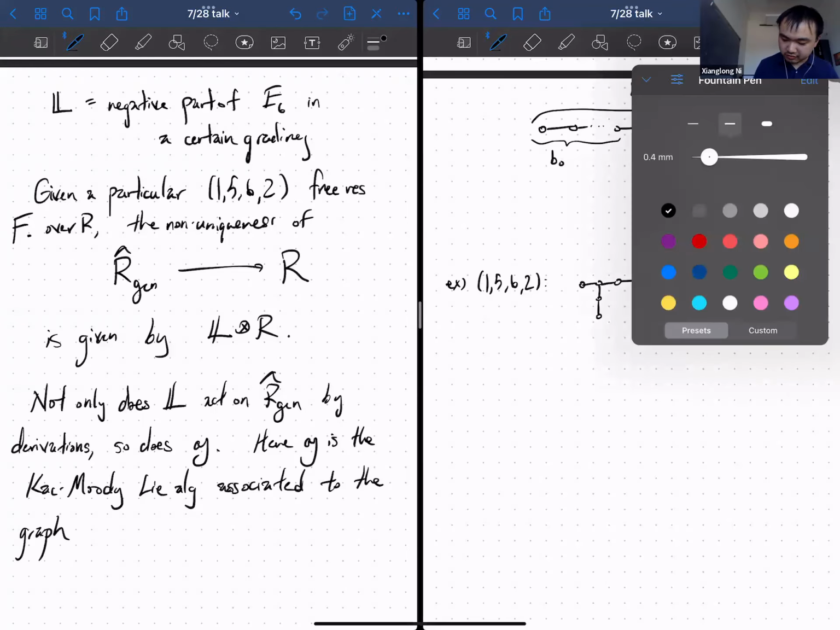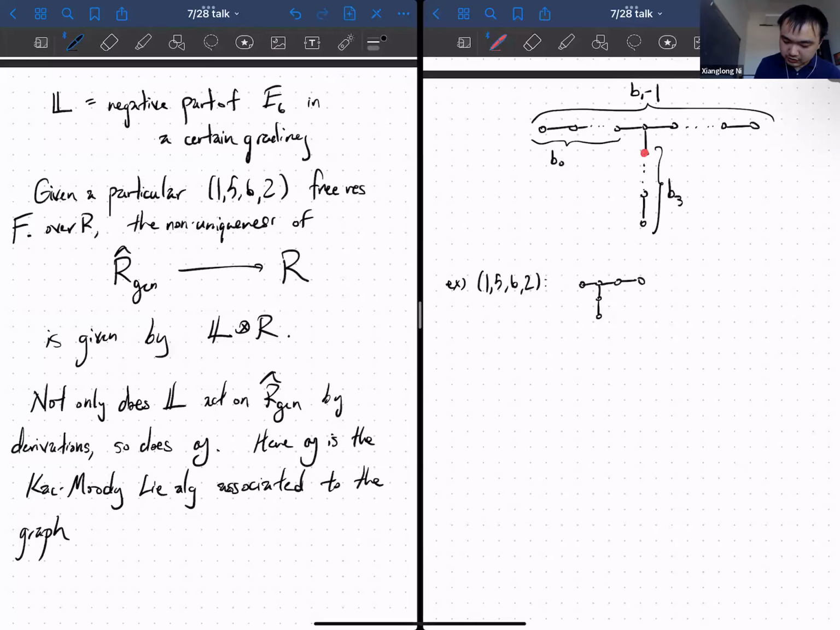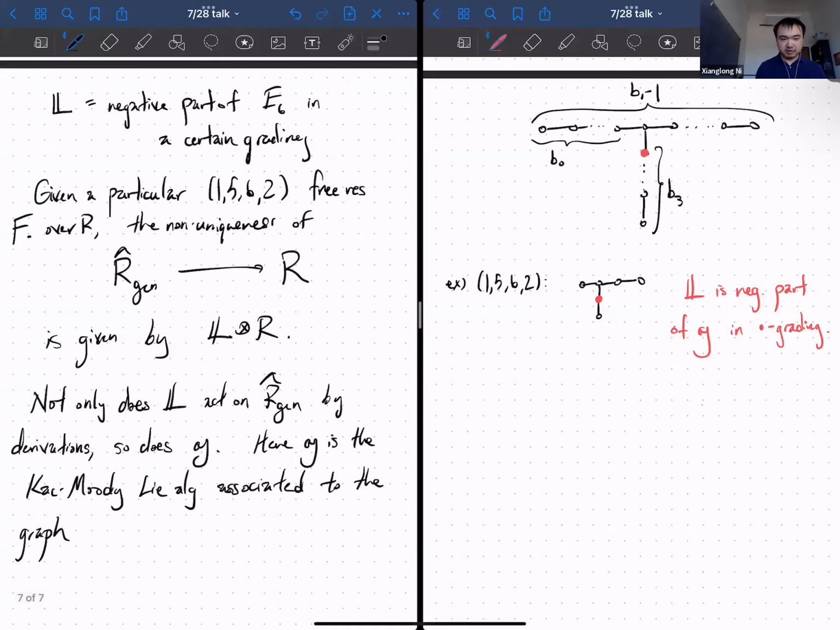What the picture from before was is that if you look at the grading induced by this vertex, then L is the negative part of that grading. So the particulars of this whole story are not going to be so essential to what I want to share today, but just taking a step back, it's very astounding that just by studying the structure of free resolutions of fixed size, of fixed format, we get the appearance of these Kac-Moody algebras.